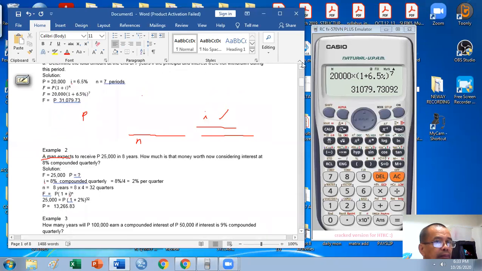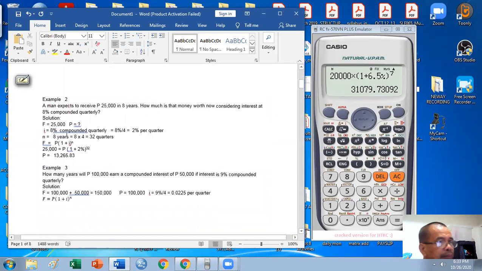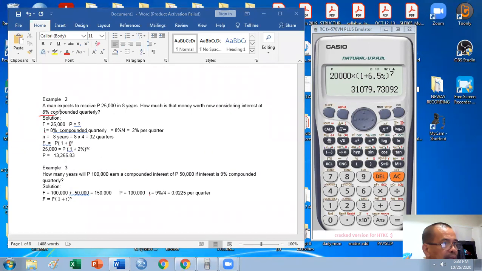Next, a man expects to receive 25,000 in 8 years. How much is that money worth now, considering 8% interest compounded quarterly? Interest compounded quarterly, that's the same as 2% per quarter. So, ang interest period natin is per quarter. Ilang quarter yung 8 years? Bali 32 quarters. There will be 32 interest periods.